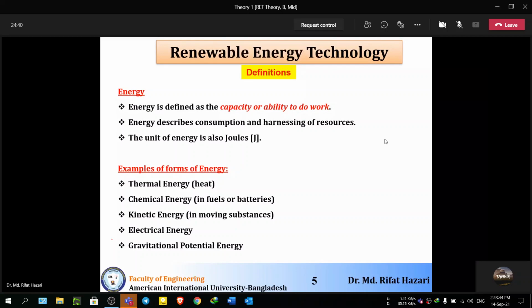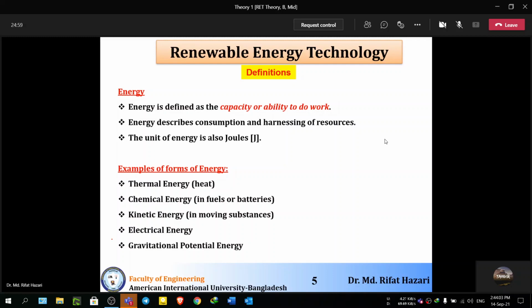Okay, so gravitational potential energy you will get in space. That's why the Earth never collides with the Sun, okay? Because it has gravitational potential energy. Okay, so these are the common forms of energy, and also the energy can be mechanical as well.